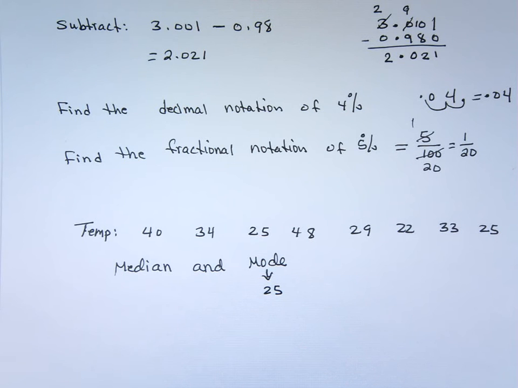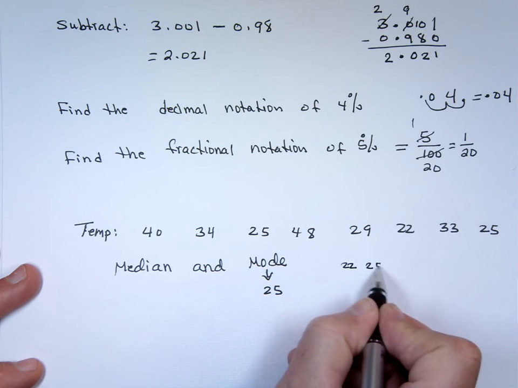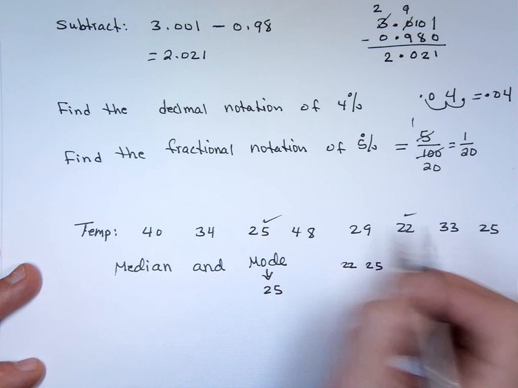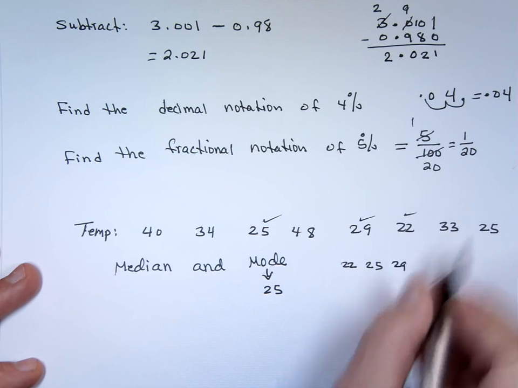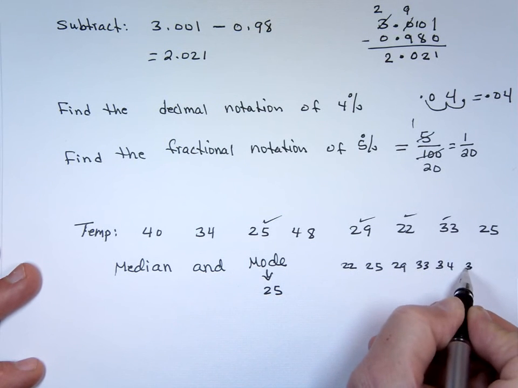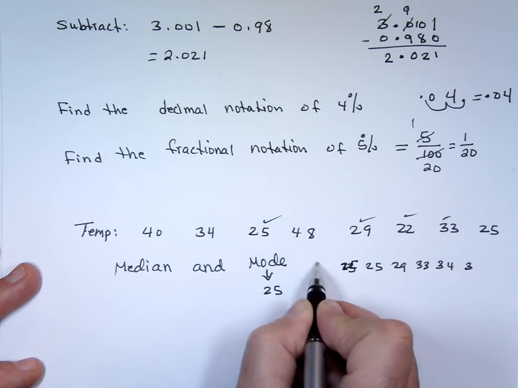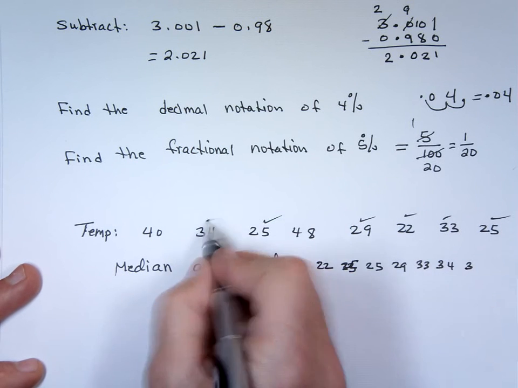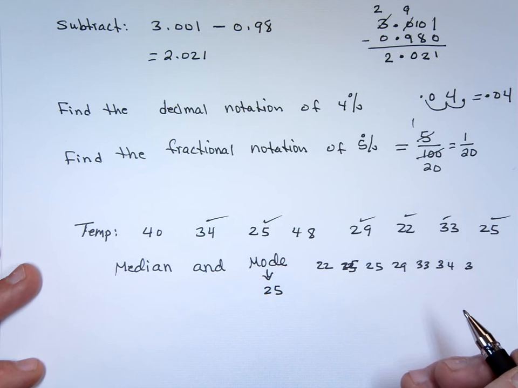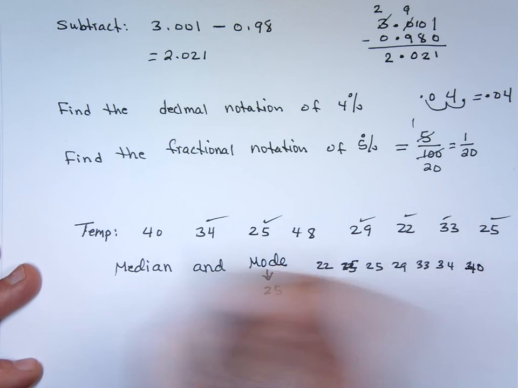What was the coldest day? 22? Then what? 25. Then what comes after that? 29? 33, 34, 35. Wait a minute, 25 was twice, right? 34. Was that 35 there or no? There's no, okay. So 40. And what do we have, 48?